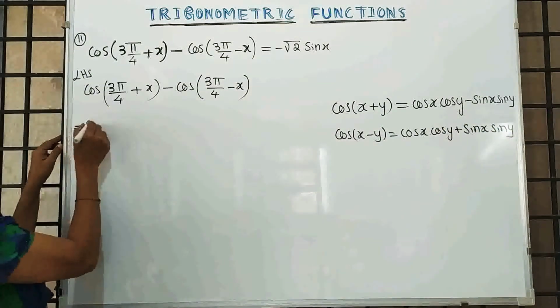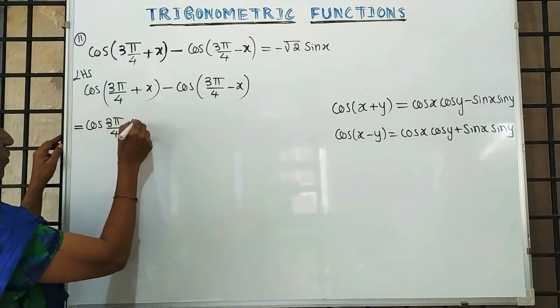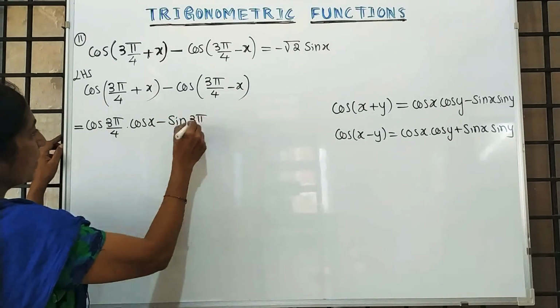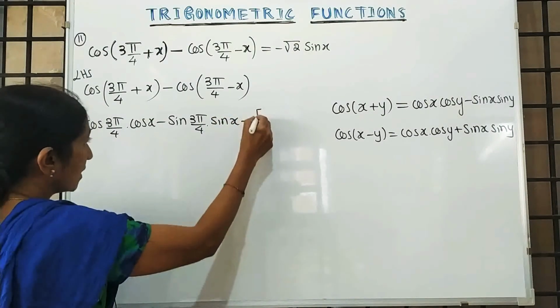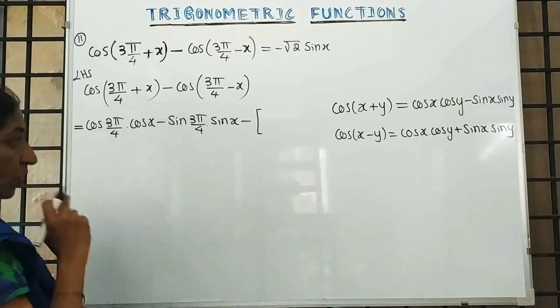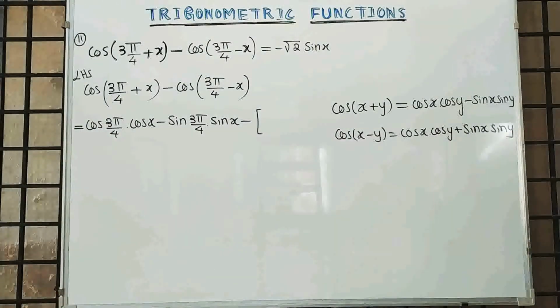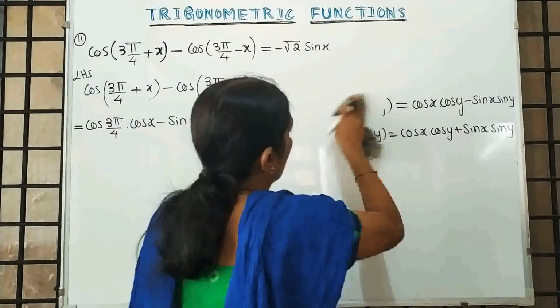First one, cos 3 pi by 4 into cos x minus sin 3 pi by 4 into sin x, minus, in the bracket, write it in the bracket because we have minus outside the bracket. Now apply that formula.